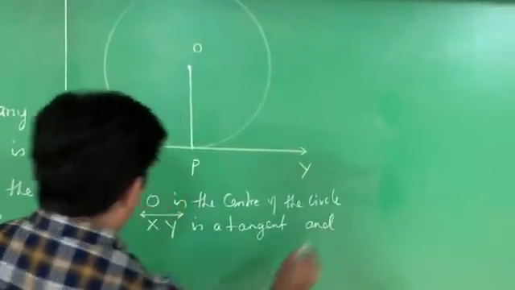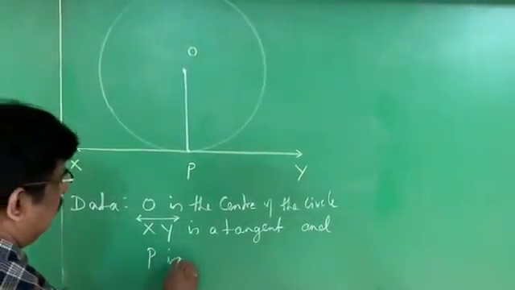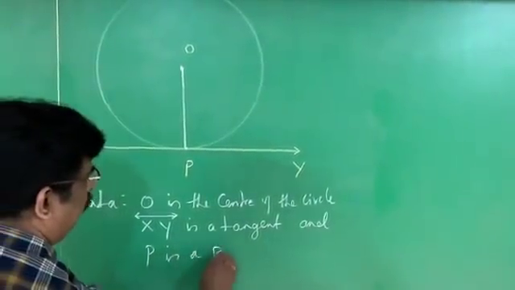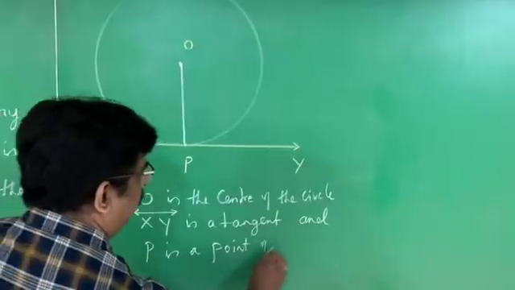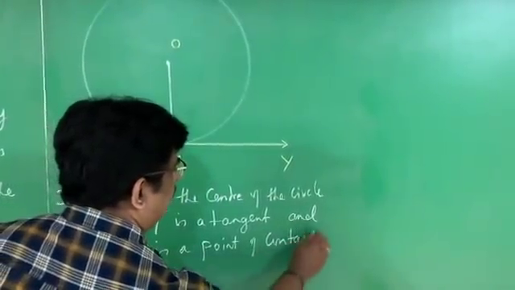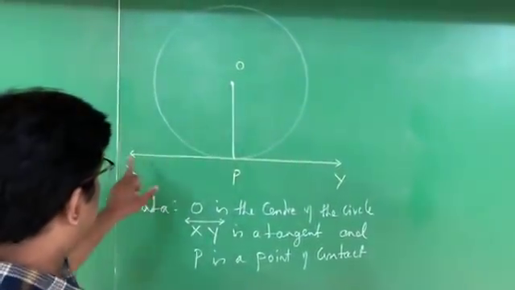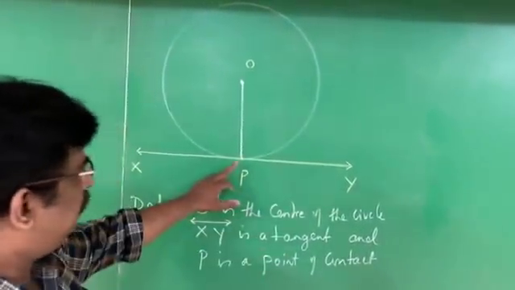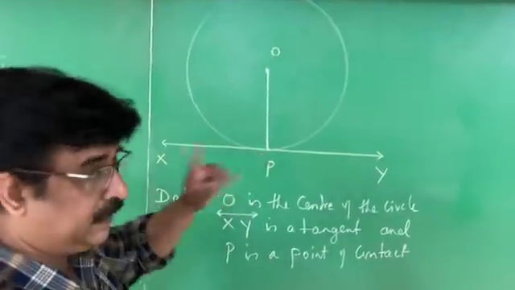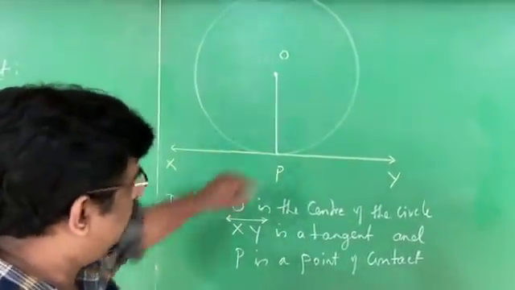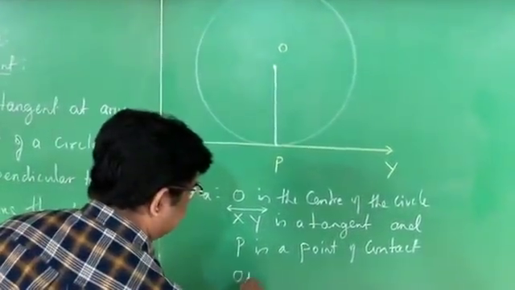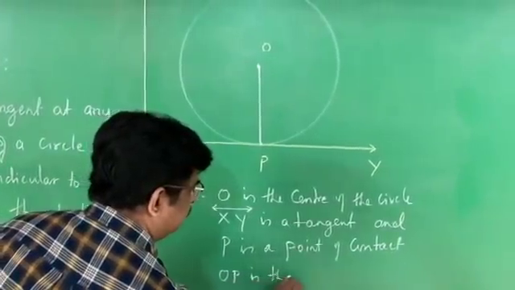And P is the point of contact. O is the center, XY is the tangent, P is the point of contact. There is one more line segment we left, that is OP. OP is the radius.